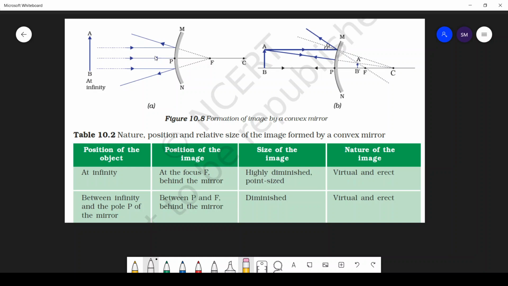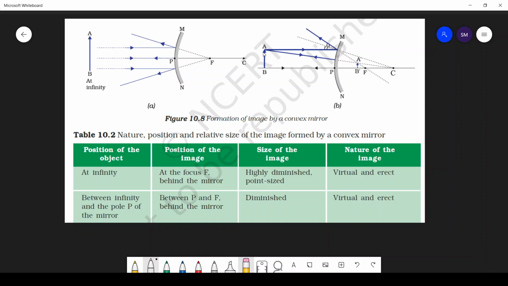So here again the same thing is the common point. There, in the concave mirror, the image was in front. Here the image is behind the mirror, and this is the common thing, a highly diminished, point size image in both the cases. But there the image was real and inverted. Now here, behind the mirror, the image is always virtual and erect.